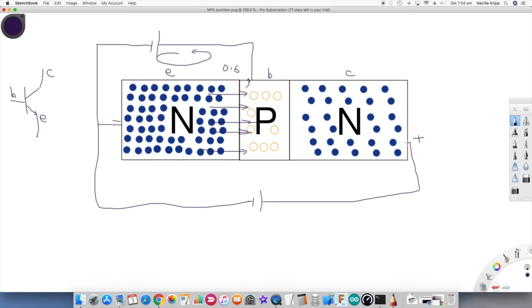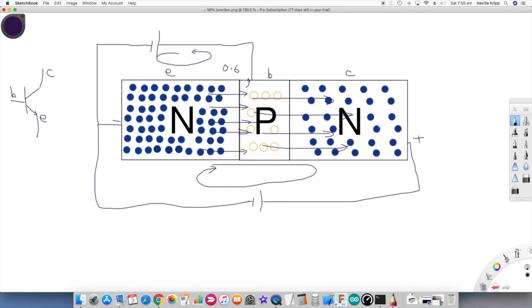But what happens is we've actually got a higher positive voltage here on the collector, and when these electrons get into the base region, they see this higher positive voltage and get attracted straight through to the collector. So for a very small amount of emitter base current flow, we end up with very large electron flow from emitter straight through the base to the collector. And this is basically how a transistor works.